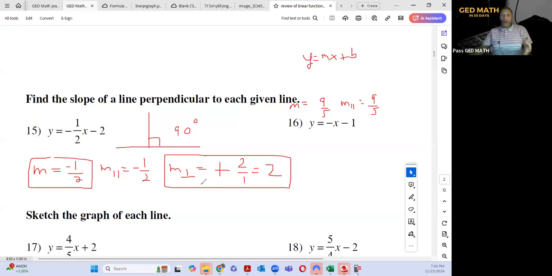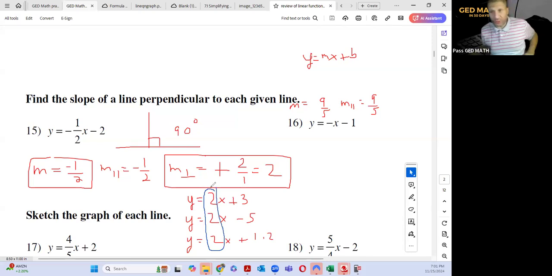An example of a linear equation that has a slope of 2 is y equals 2x plus 3. y equals 2x minus 5. y equals 2x plus 1.2. I don't know, but the key is that the slope is 2. These all have a slope of 2.